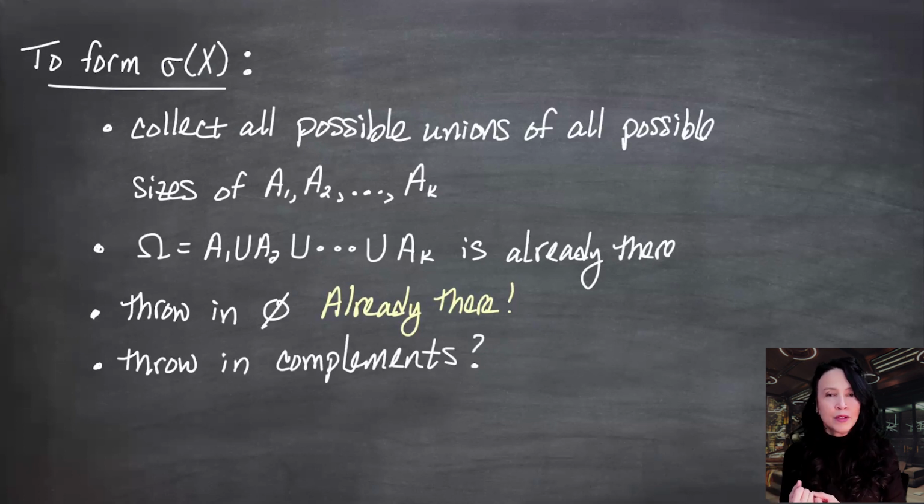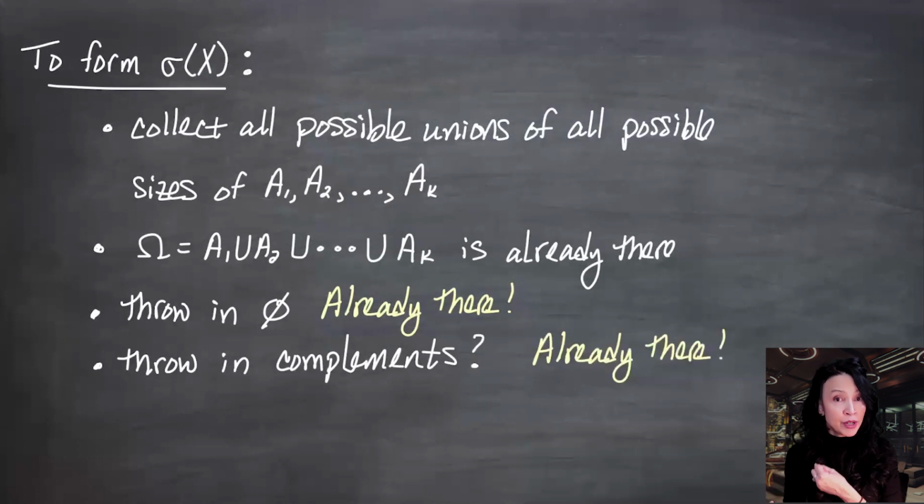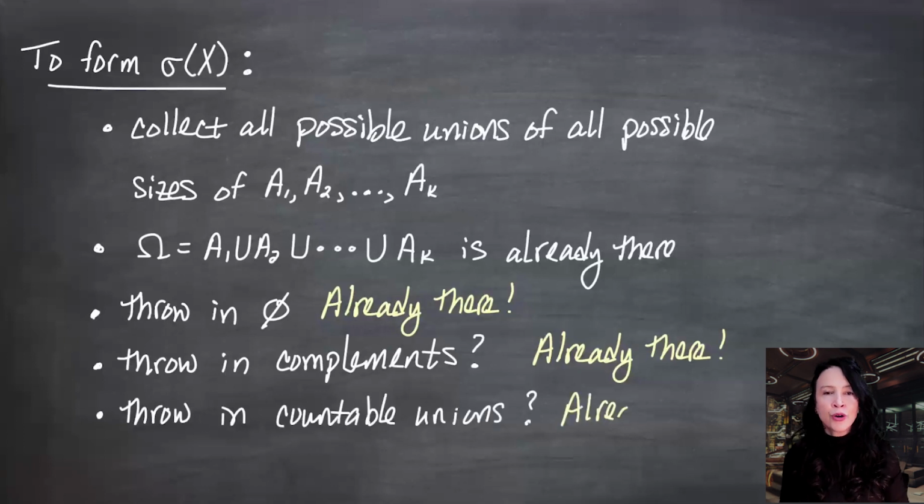You already have it, because the complement of the union of capital A1 and capital A3 is the union of the rest of the capital A's: capital A2, capital A4, out through capital AK. And that's already included, because we're starting with the collection of all possible unions, of all possible sizes, of the A's. And so we're finding that we actually already have the sigma field, that there's nothing we have to throw in, at least so far. We already have the omega, we already have the empty set, we already have complement, and countable unions are also already there.